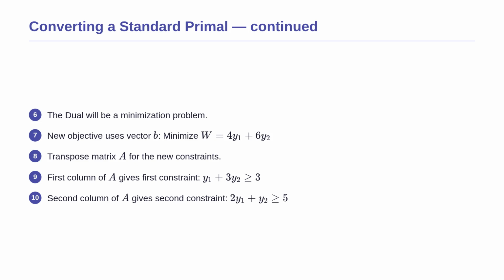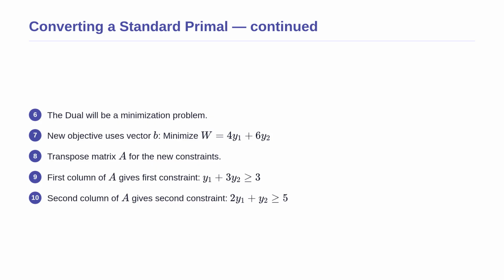With our components extracted, we can now construct the mirror image. Since the primal was a maximization problem, the dual will be a minimization problem. We use the resource vector B as our new coefficients to write the dual objective function, which we want to minimize. Next, we construct the dual constraints by transposing the matrix A and using the profit vector C as the new right-hand side. The first column of the original matrix gives us the coefficients for the first dual constraint, set greater than or equal to 3.